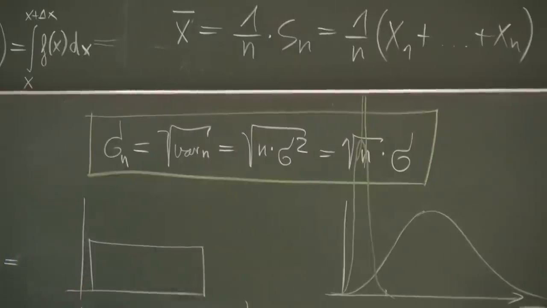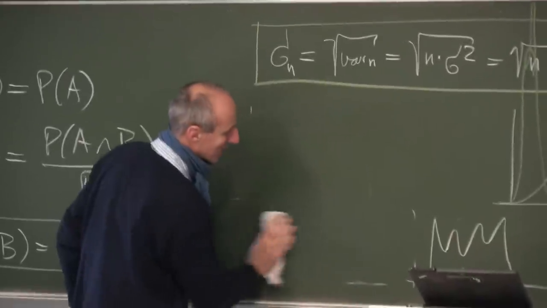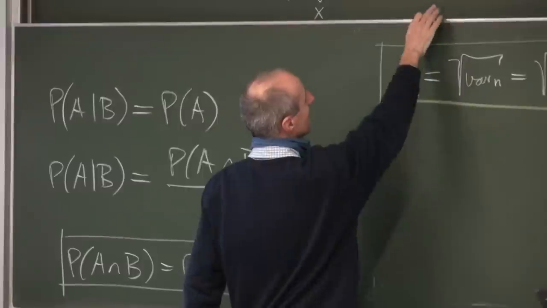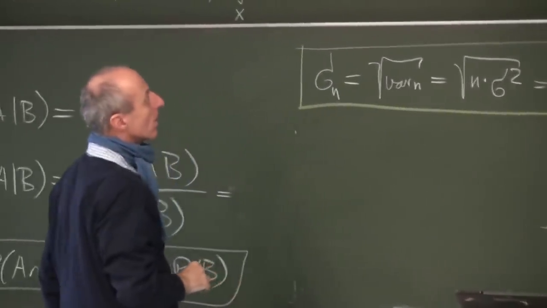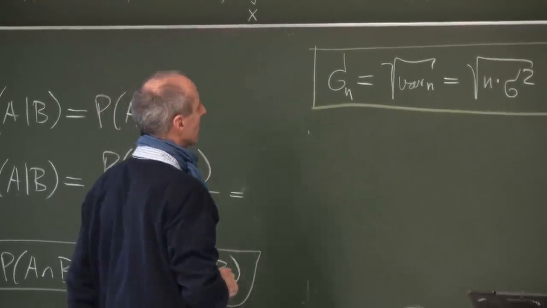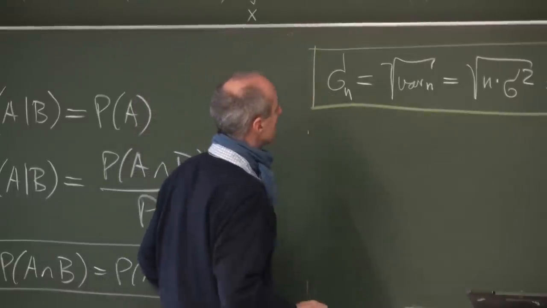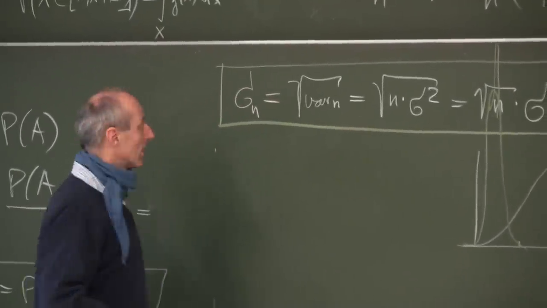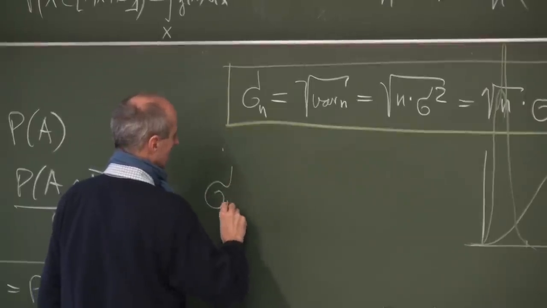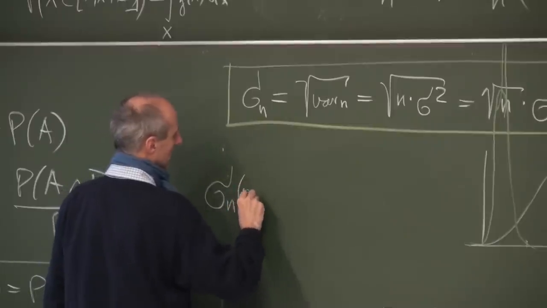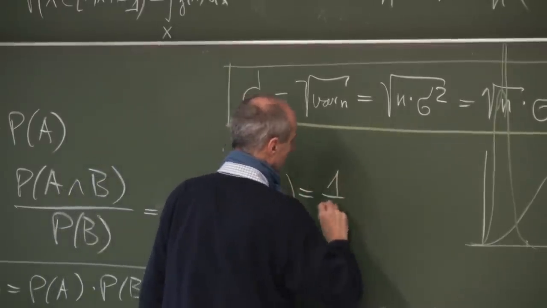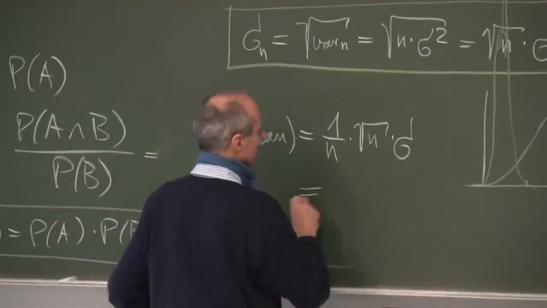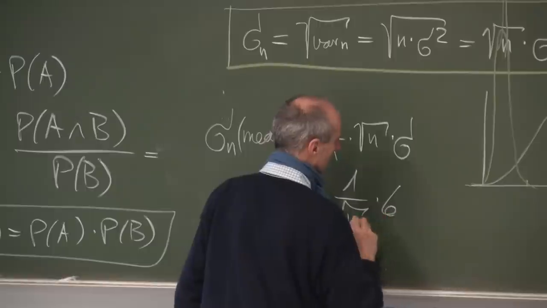Okay, we have to look at this now, and then we can finish. So this is the standard deviation of our summation variable. And now the sigma n of the mean is equal to 1 over n times square root of n times our original sigma. And this is 1 over square root of n times our original sigma.